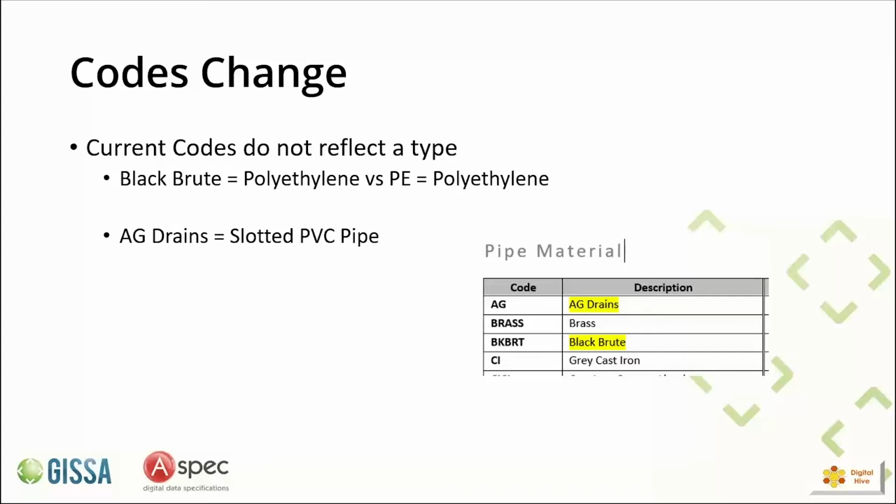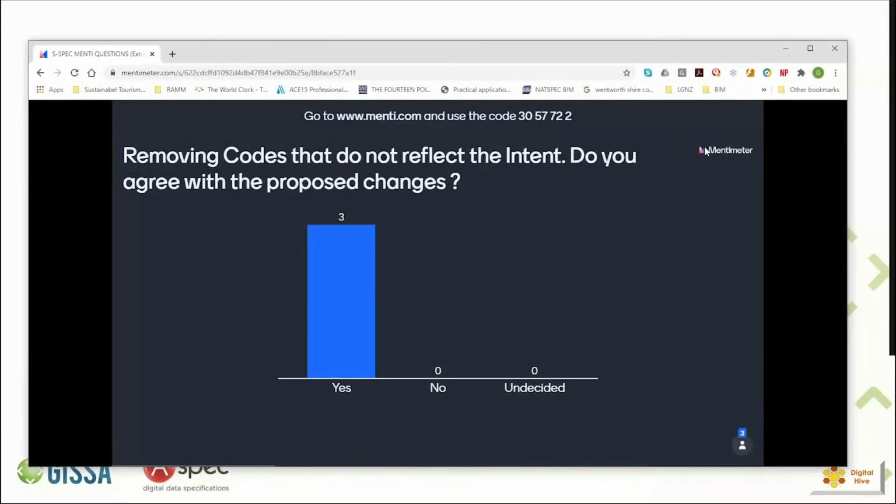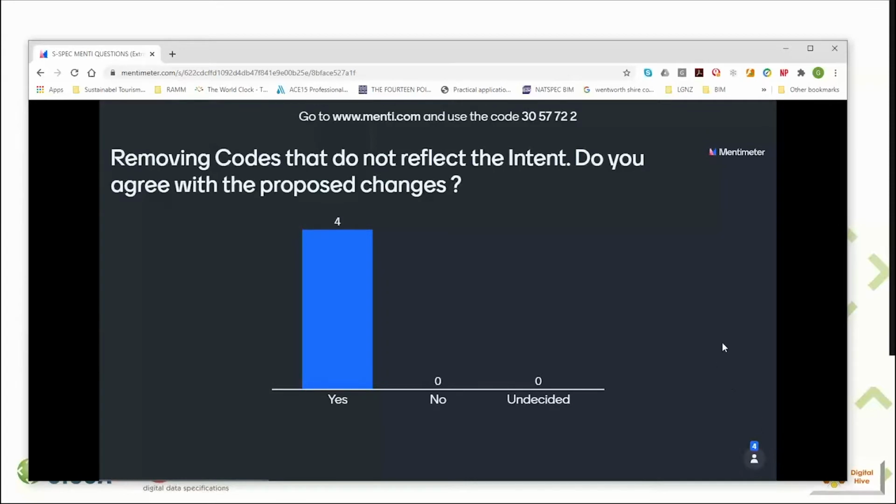I'll make a comment. Rex asked about Blue Brute, and Rex, there is a Blue Brute, but that has a different code. So it's similar to a Black Brute, and these are the kinds of things that people asked us to identify and clarify, to make sure that ambiguities are clearly addressed and removed if possible.